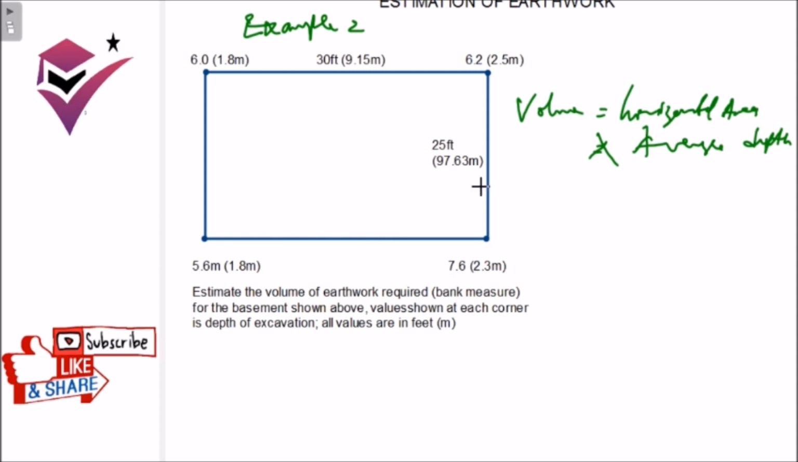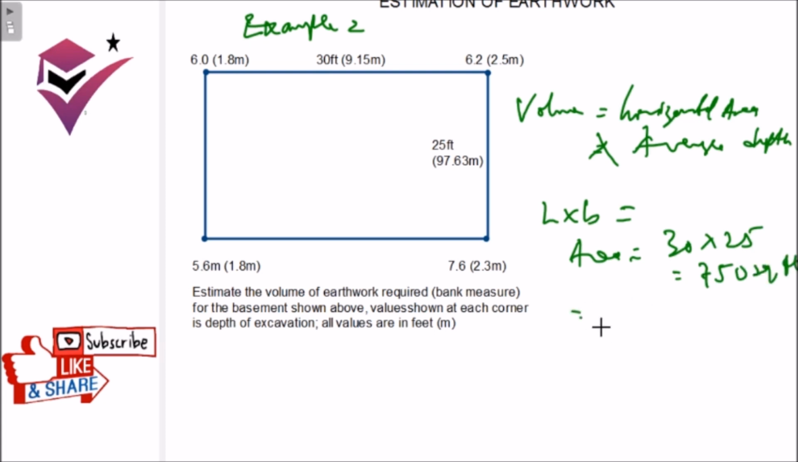To be able to do this, we have the horizontal area here. We are given the length and the breadth of the whole basement. We will multiply length by breadth. In feet, we are given 30 by 25 feet. In meters, we are given 9.15 by 7.63. So for our area, in feet, it's going to be 30 by 25, and this will be equal to 750 square feet.